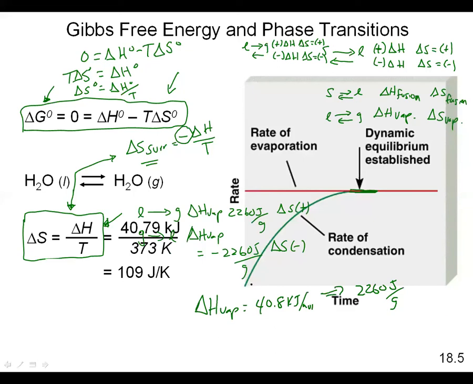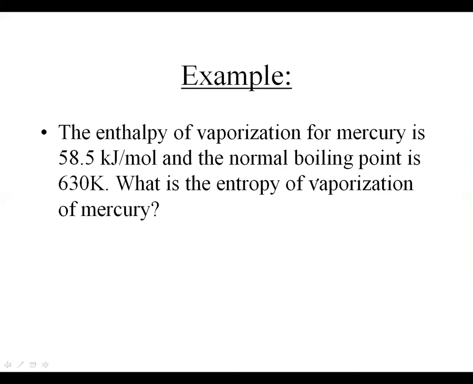So again, this is the equation that sometimes people confuse and mix together with the one with the negative. So why don't you take a second here and calculate the entropy of vaporization for mercury. The enthalpy of vaporization is 58.5 at its normal boiling point, which is 630 Kelvin. Let's see what you come up with.